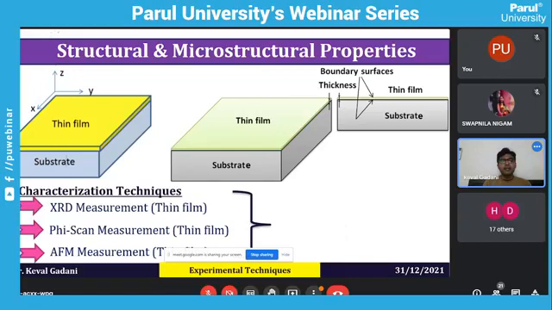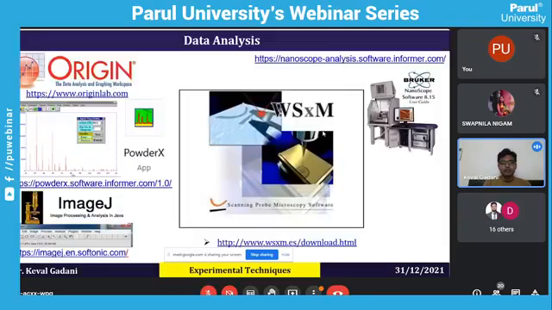Origin is a very unique software. If you want to plot graphs and everything, we go for Origin. The PowderX software is very useful for XRD purposes. ImageJ software is used for TEM, and Nanoscope and WSxM software are used for AFM, atomic force microscope. Once you have an AFM image and want to do further analysis, with the help of the software you can calculate the grain size and surface roughness, everything.